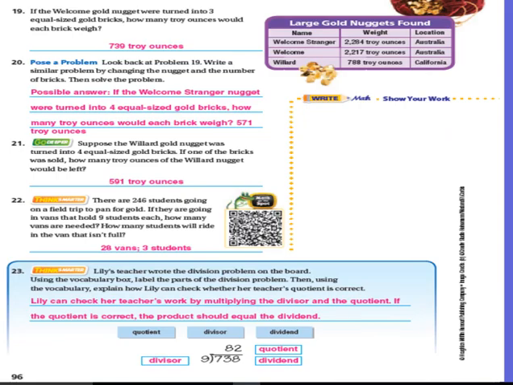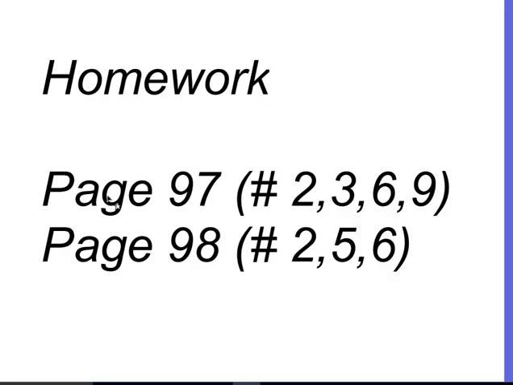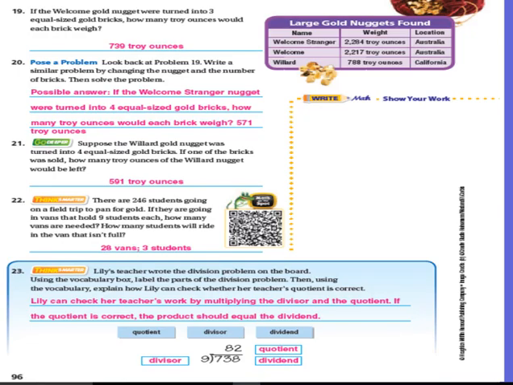Then for homework, please do page 97 and numbers 2, 3, 6, and 9. Show your work and show me your check. Make sure you check it. Page 98, 2, which you have to check, 5, and 6. If you get that done and you would like to do some more, please go back and do 96. That will give you a growth mindset as far as you want to challenge yourself. Yes, the answers are right there, but remember, what's the purpose?